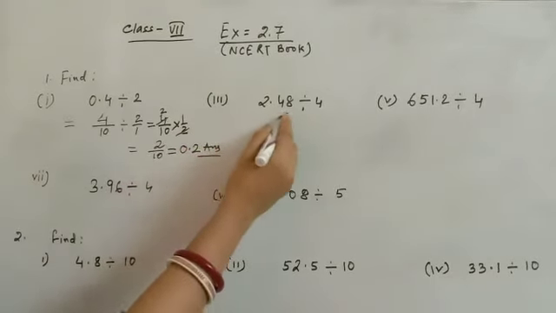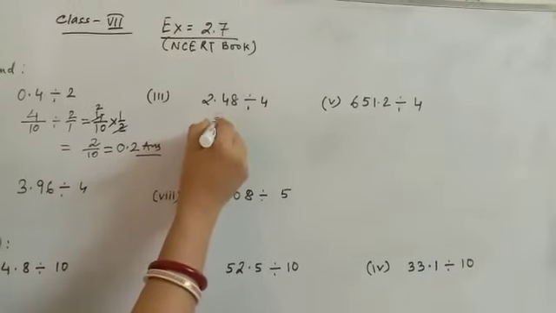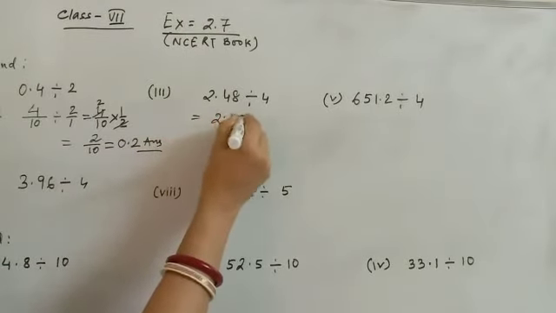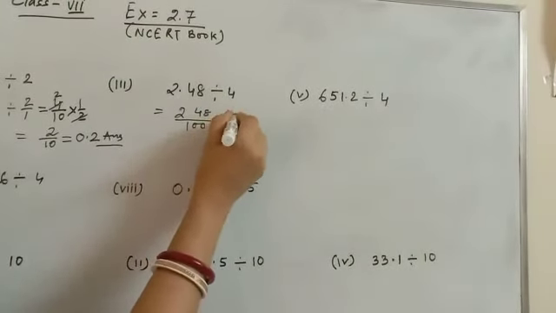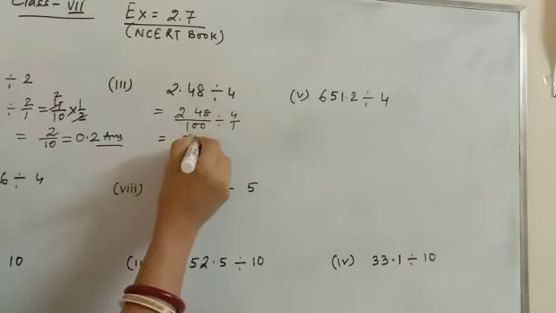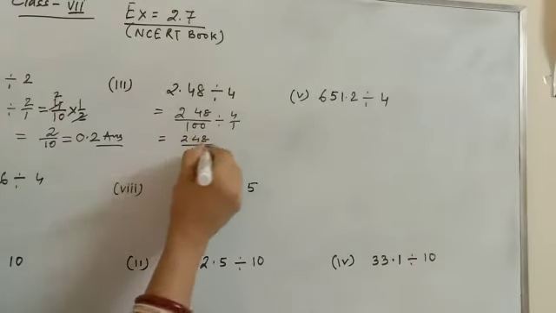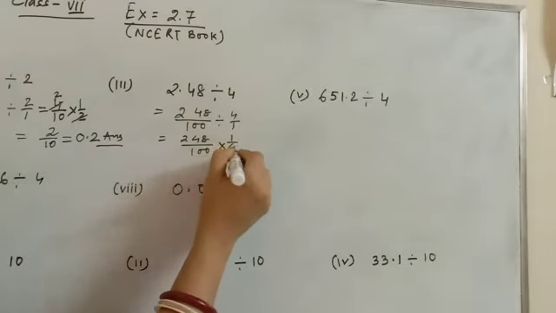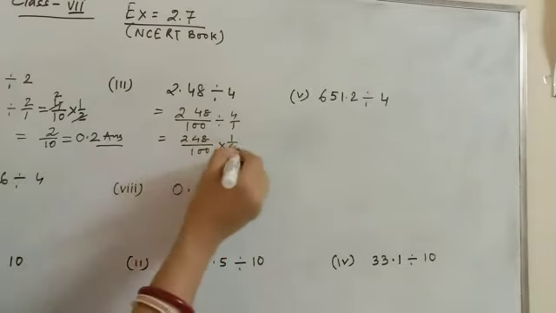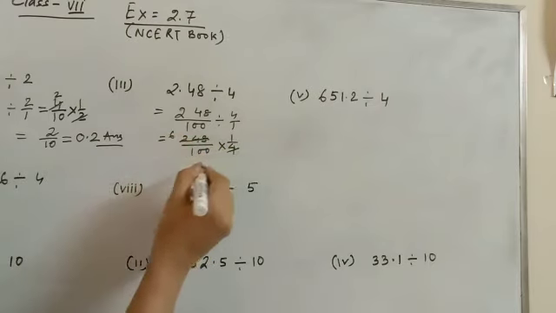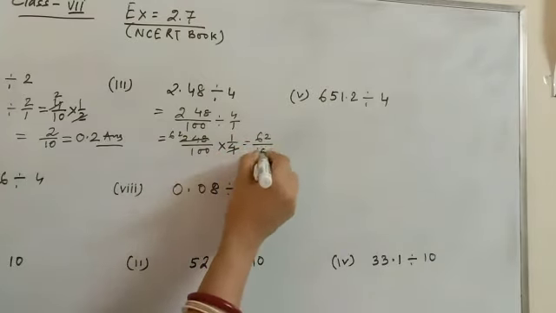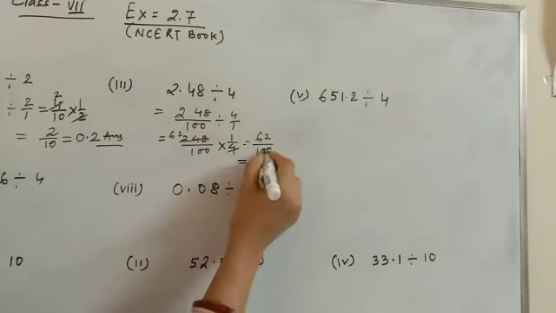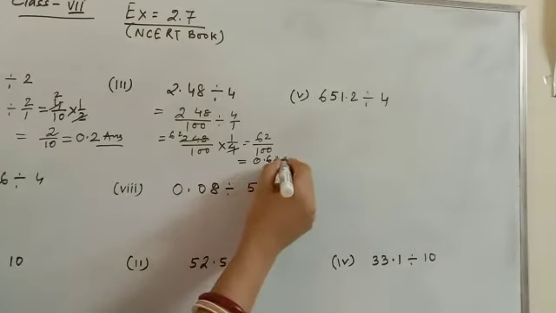Next question is 2.48 divided by 4. So 2.48, remove the point as it is 100 place, so 248 by 100 divided by 4 by 1. Make this reciprocal, 1 by 4. You can divide 248 by 4: 4 6s and 4 2s. So it will be 62 by 100, and the result will be after 2 places of decimal, so 0.62. 100 place, 0.62.